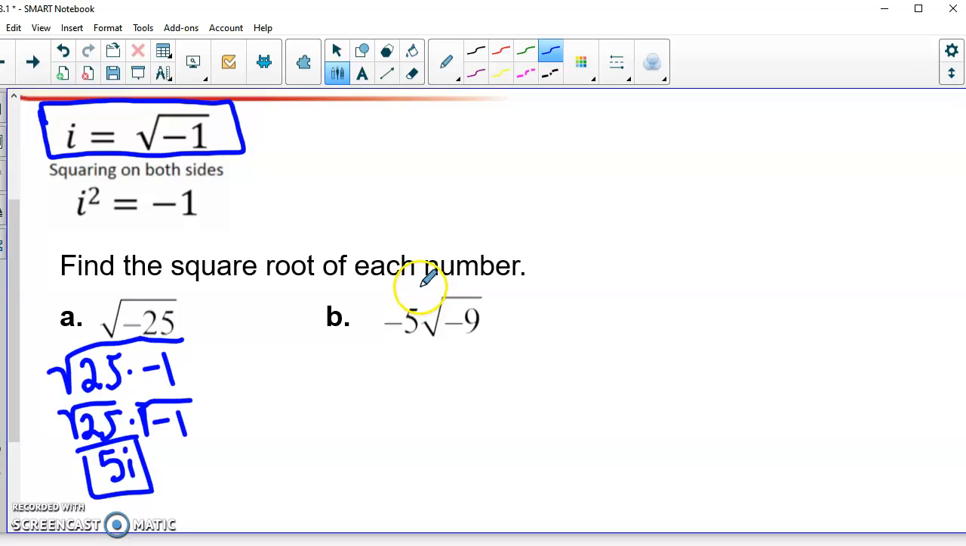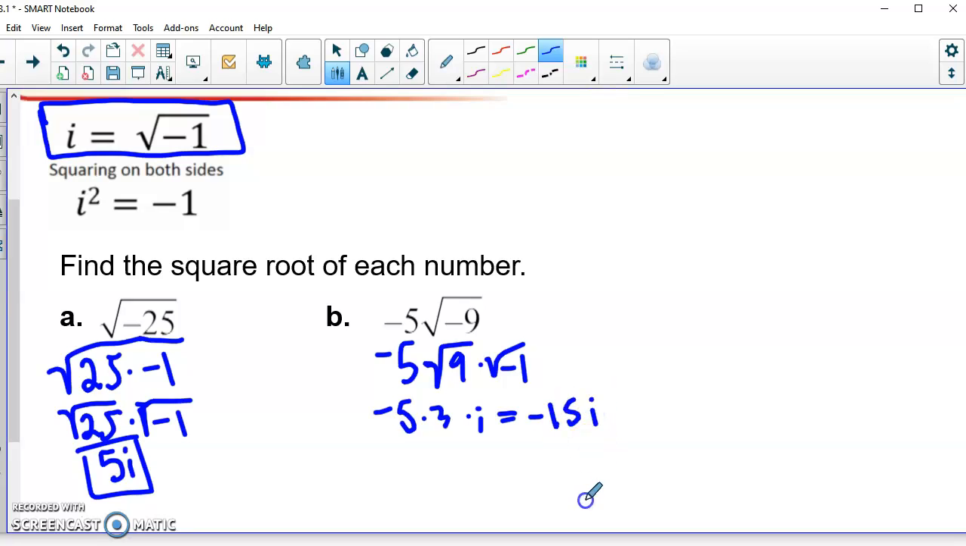Let's look at another example. Here I have negative 5 times the square root of negative 9. This is the same as negative 5 times the square root of 9 times the square root of negative 1. And then this will simplify to negative 5 times 3 times the square root of negative 1, which is i. And then this can simplify further. Negative 5 times 3 is negative 15, and we have i.